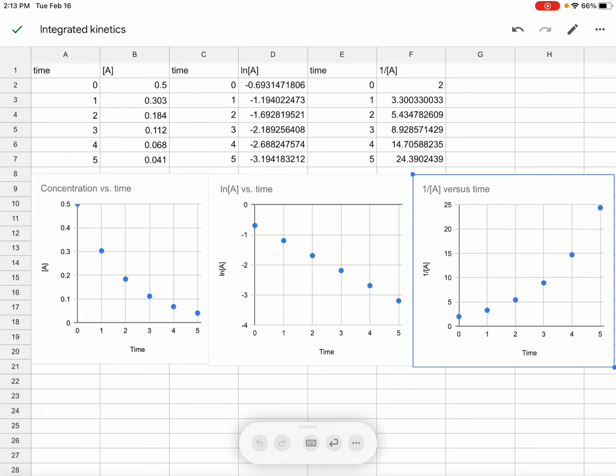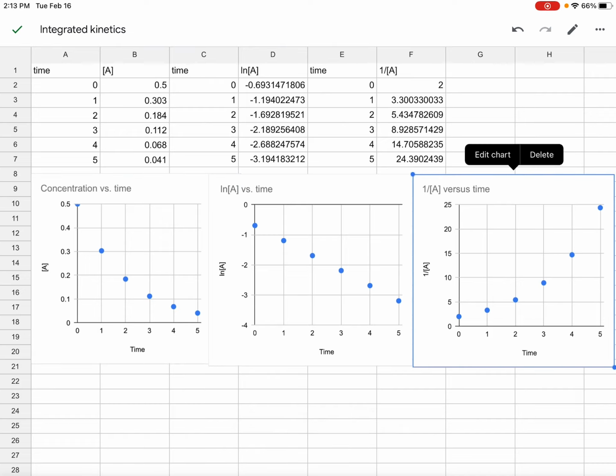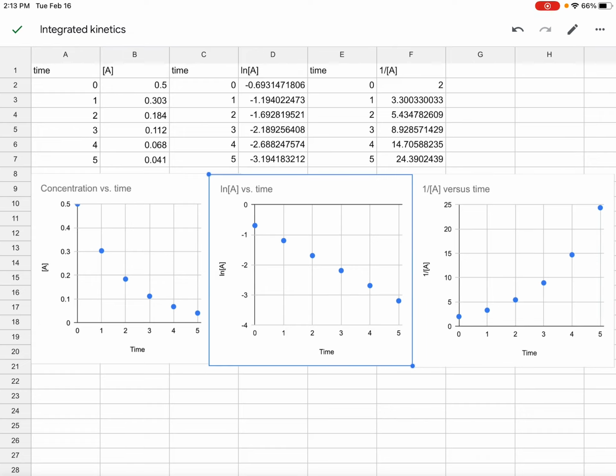And you'll notice that the concentration versus time is a curved line. The 1 over the concentration versus time is a curved line, whereas the natural log of concentration versus time is a straight line. That means this particular reaction at this temperature, whatever temperature it's being carried out at, is first order. And we know that because the graph that turns out to be linear has natural log in it.